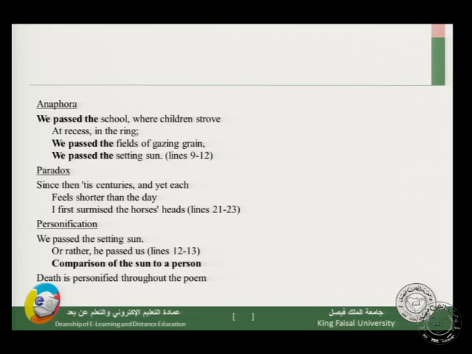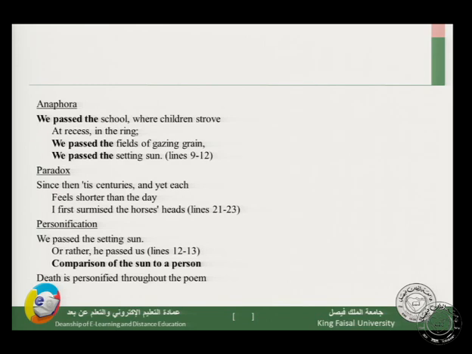His civility, also personification here. Okay, the poem has many examples of personification.